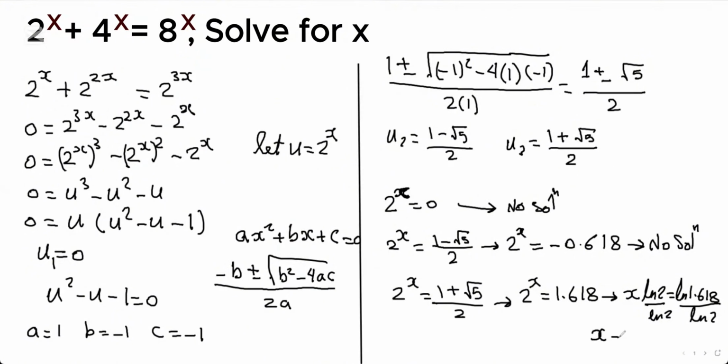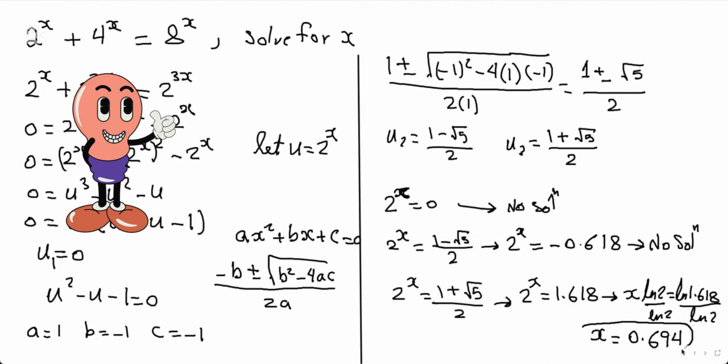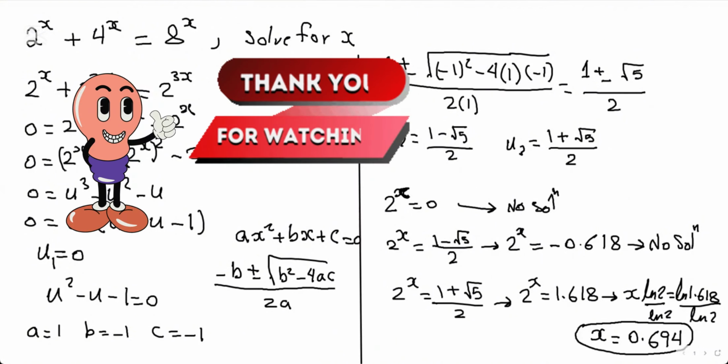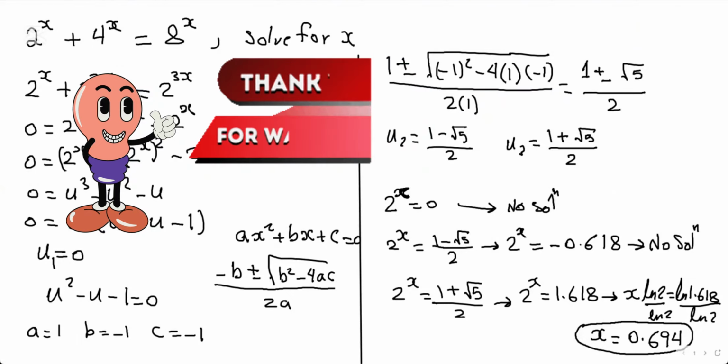and I get x equals, and my final answer will be x equals 0.694 rounded to 3 decimals. So there's only one solution. And just like that, we solve 2 to the power of x plus 4 to the power of x equals 8 to the power of x in the fastest way possible.